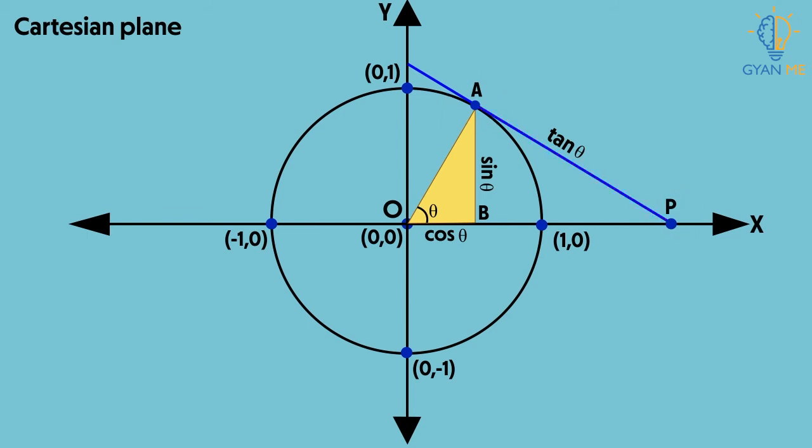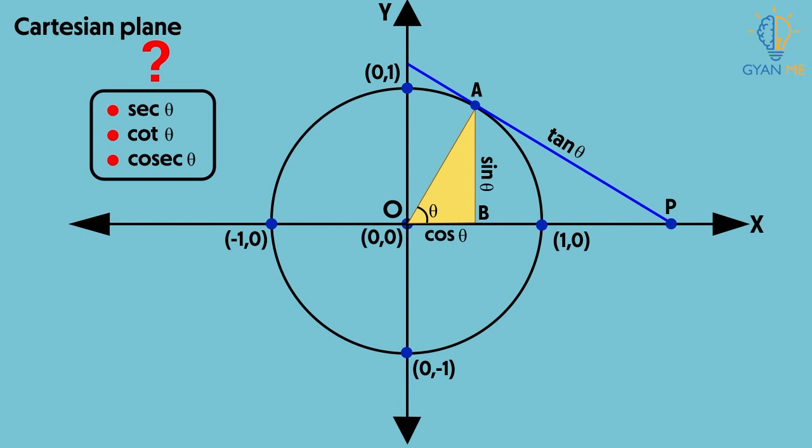So now we have three ratios with respect to the circle, right? Exactly. Sin theta is this distance, that is of opposite side. Cos theta is this distance, that is of adjacent side. And tan theta is this distance, that is distance on the tangent of the circle. Now what about these three inverse ratios?